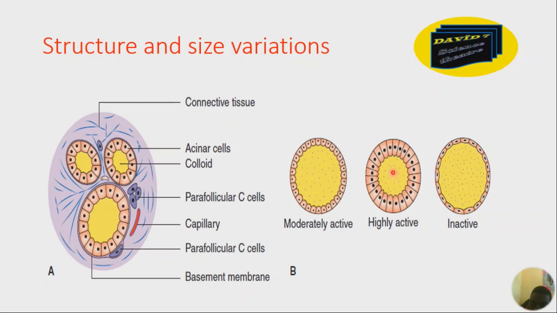Colloid is less because the gland is performing its activity of secreting the thyroid hormones. When it is inactive, the cells are very flat and the colloid is too much because these cells are secreting much of the colloid. As they secrete much of the colloid, it is stored and the cells remain inactive. Elongation of cells occurs when they are active.